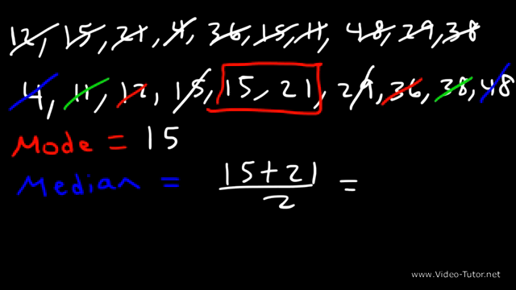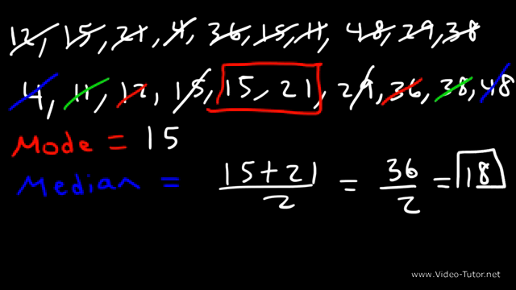This will give you the midpoint between 15 and 21. The middle number is 18. 15 plus 21 is 36. Half of 36 is 18. So that's the median. That's the midpoint between 15 and 21.